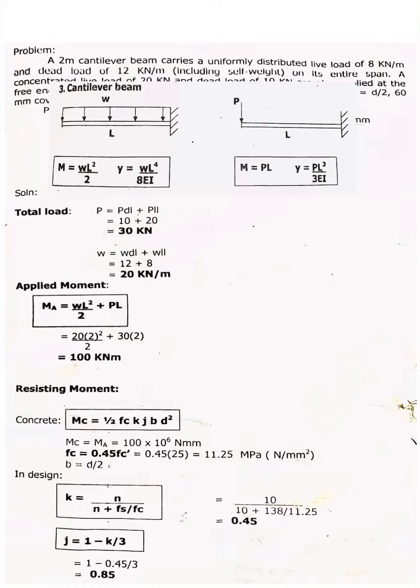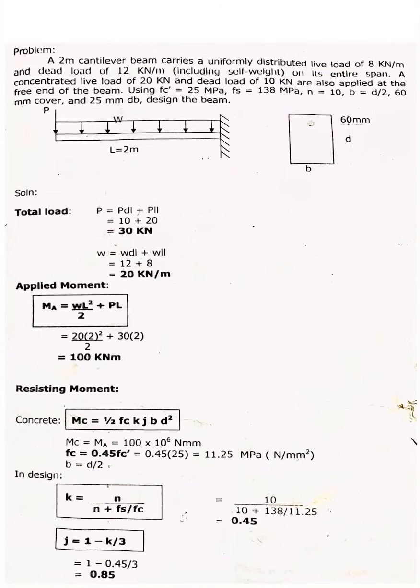So substitute the values. You have for load W, that is 20 times the length, which is 2, raised to the power of 2, that is squared, over 2, plus 30, which is the concentrated load P, multiplied by the length of 2. So you now have your applied moment equal to 100 kilonewton meter.